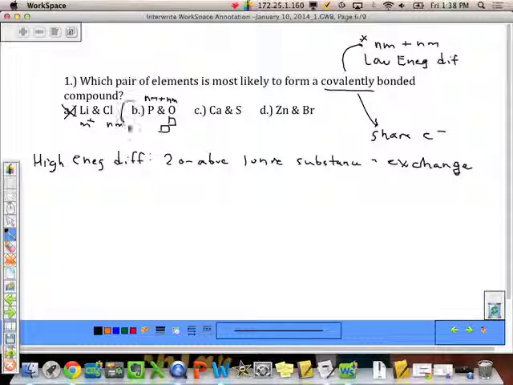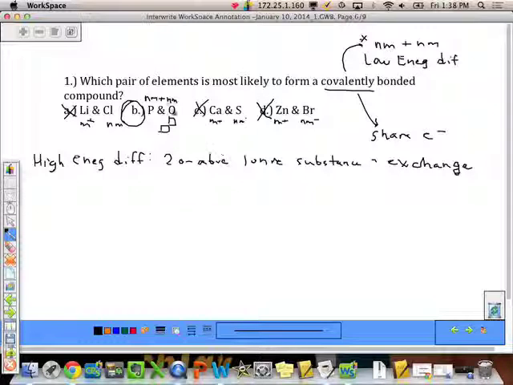So B should be the correct answer, but we always want to check to make sure there's nothing wrong with the problem or that there's not a better answer available. So we look at the last two. Calcium's a metal, sulfur's a nonmetal. They're far apart from one another on the periodic table, so we can cross that off. It'd be a high electronegativity difference. And zinc, even though it is a transition metal, it's still a metal. Bromine is a nonmetal. They're far away from one another, so we can assume that that is not our answer.